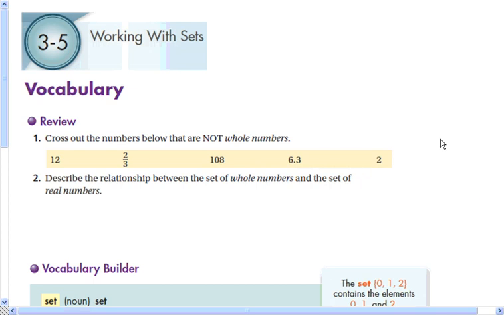Hey students, this is lesson 3.5, working with sets. You will learn to write sets and identify subsets, and you will learn to find the complement of a set.